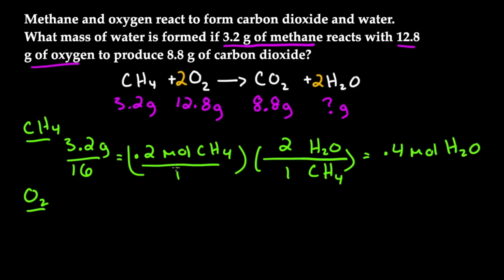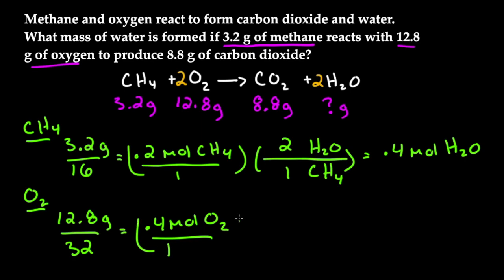So this is the maximum number of moles of H2O that I can make given 3.2 grams of this methane. And so now let's do it again for the oxygen right here. I have 12.8 grams of oxygen, and I'm going to divide that by the molar mass of oxygen. Now oxygen has a molar mass of 16, just one of them, and because I have two of them, I'm going to have to do 16 times 2, so I'm going to get 32. And when I divide those, I'll get 0.4 moles of oxygen.